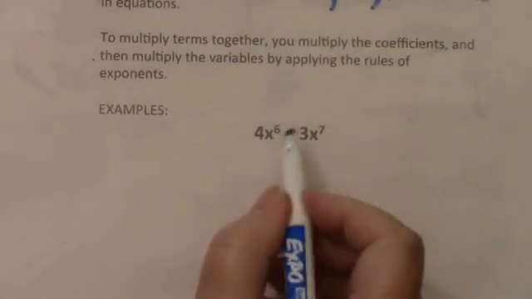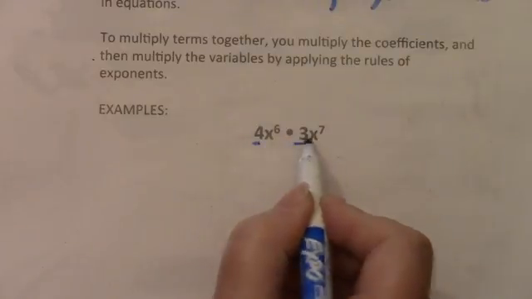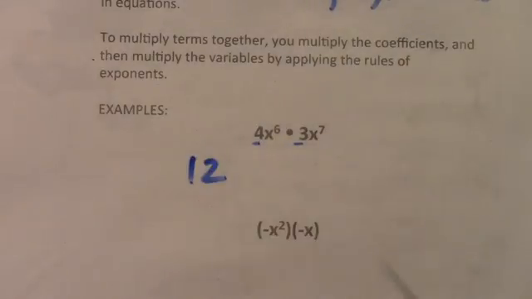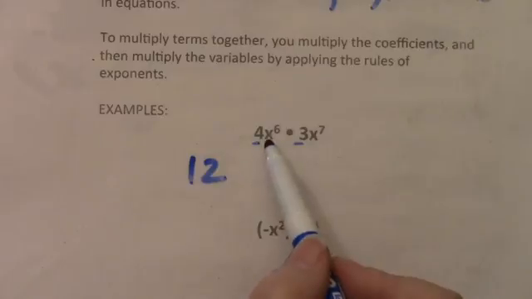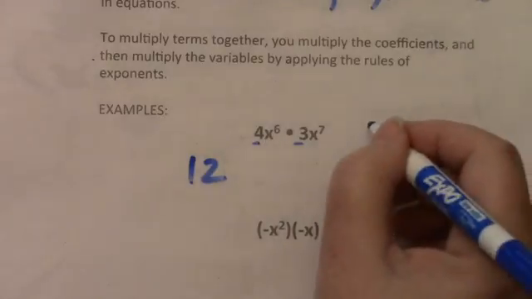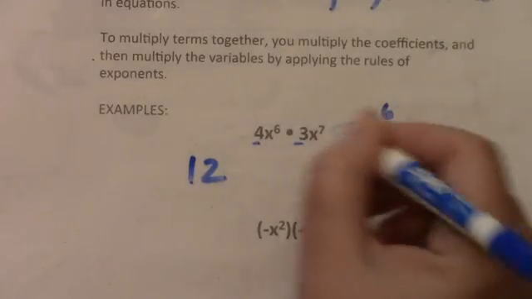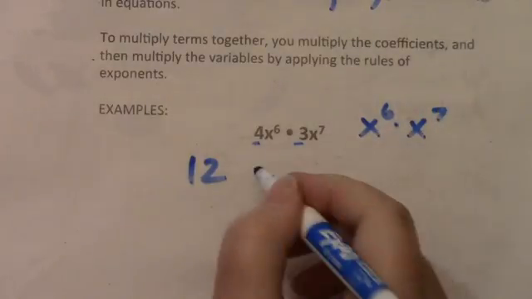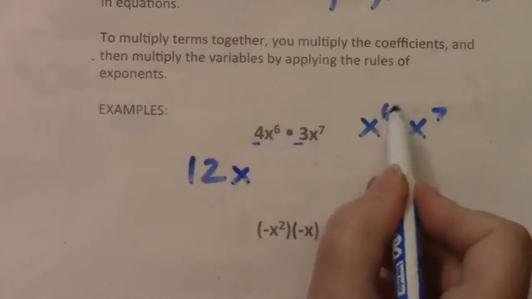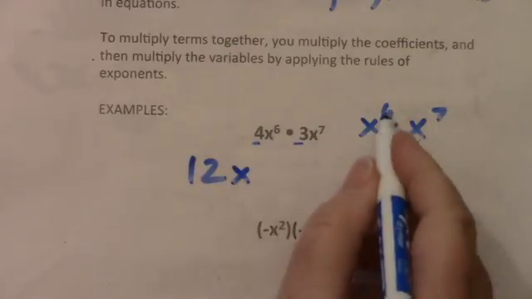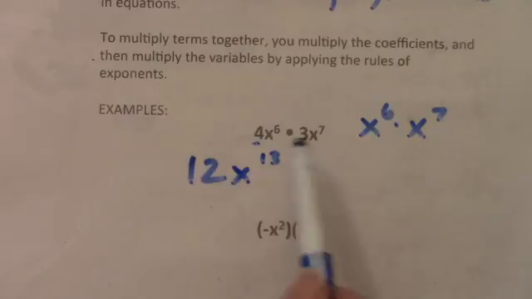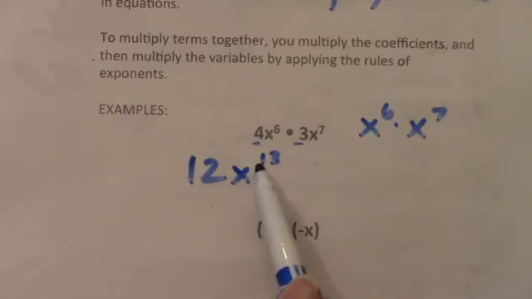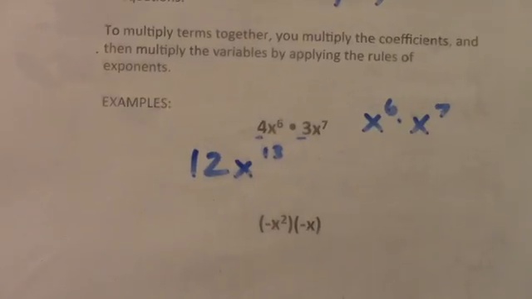The coefficients are 4 and 3. 4 times 3 is 12. What's my rule of multiplying exponents? If I have x to the 6th times x to the 7th, my bases are the same. So I keep my base, and then I add my exponents. 6 plus 7 is 13, so this becomes 12x to the 13th.